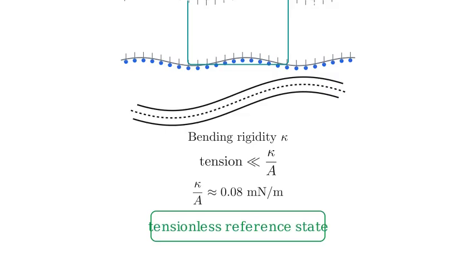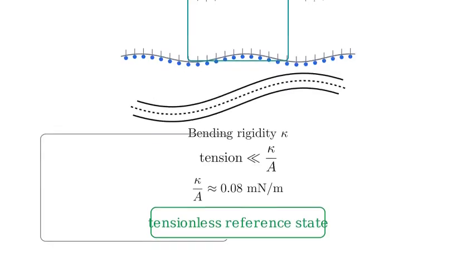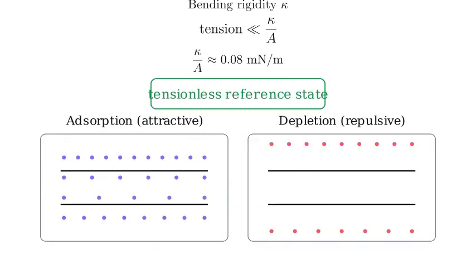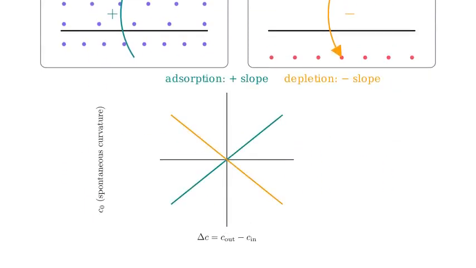Small solutes can generate spontaneous curvature. Attractive solute-membrane interactions create adsorption layers adjacent to the leaflets. Repulsive interactions create depletion layers. We'll visualize both cases side by side with an external solution at the top and an internal solution at the bottom. These two mechanisms produce spontaneous curvature with opposite signs for the same concentration difference. In both cases, spontaneous curvature varies linearly with the concentration difference between exterior and interior. That is, C0 is proportional to delta C.